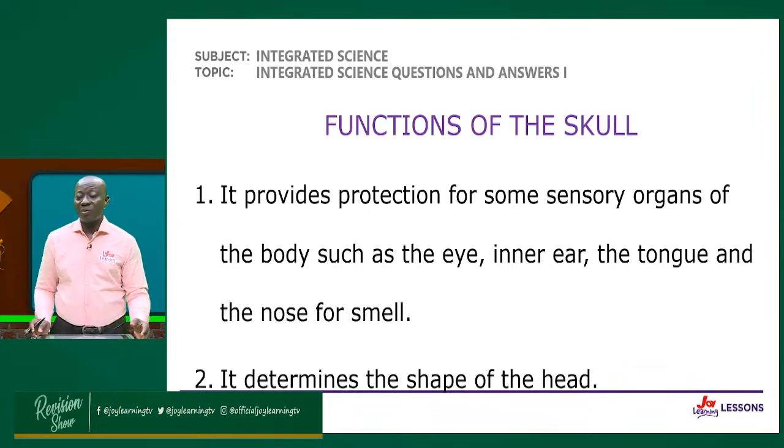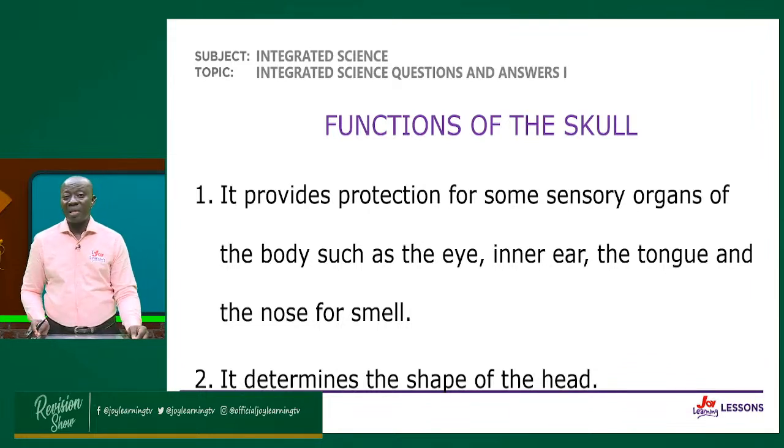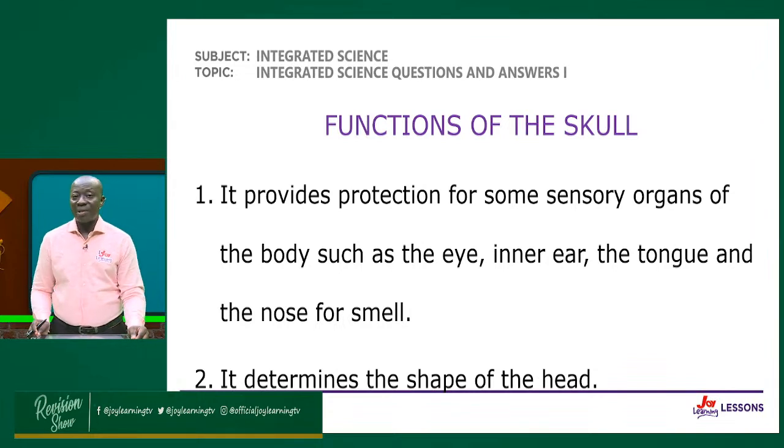The few ones that you are supposed to learn is what we have summarized for you. Leave the rest for the science students and those who want to enter into the field of medicine. So we move on to the functions of the skull.